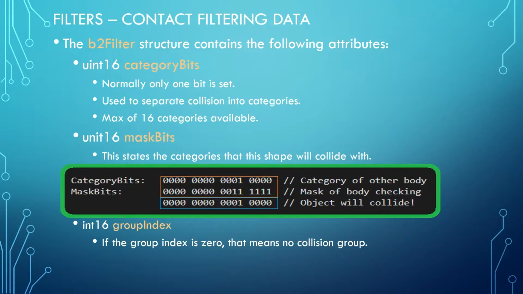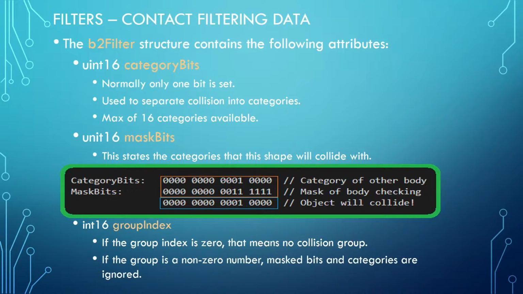If the group index is 0, the category and mask bits are what is used to determine collisions. If the group index of the colliding bodies are the same and positive, they will collide. If they are the same and negative, they won't collide. And if they're a non-zero value, the group index is what takes priority. The category and mask bits will be ignored.